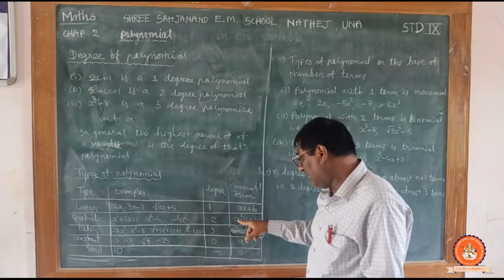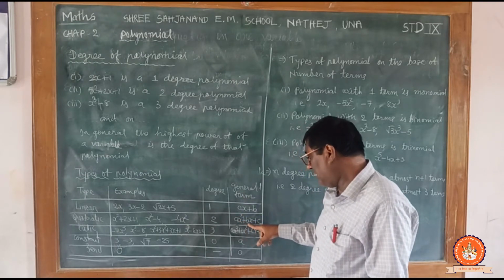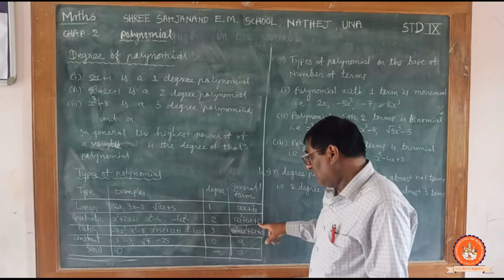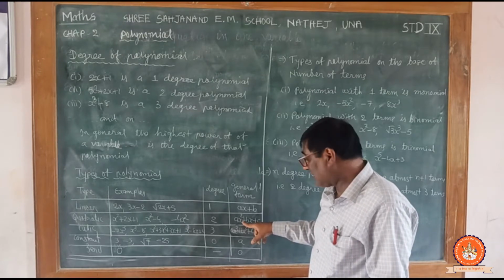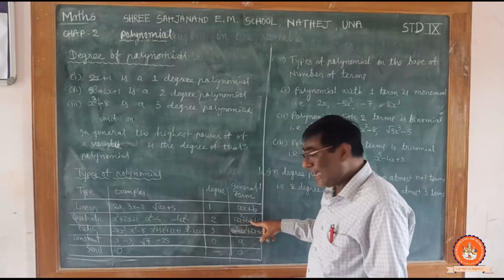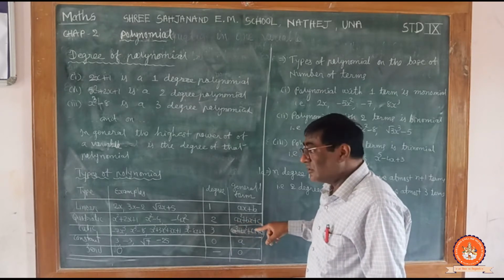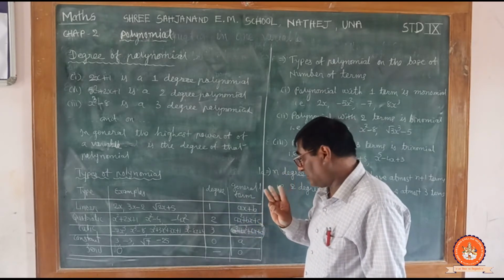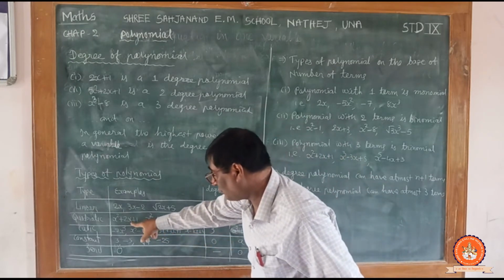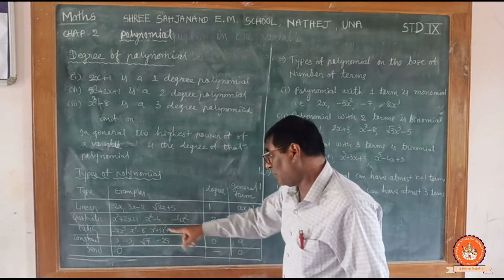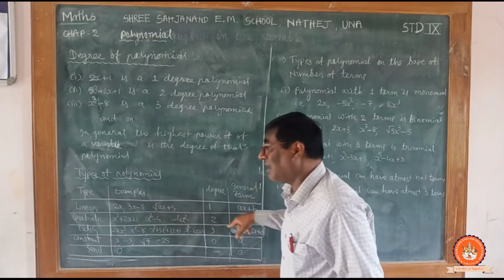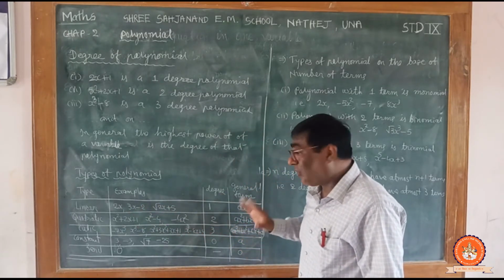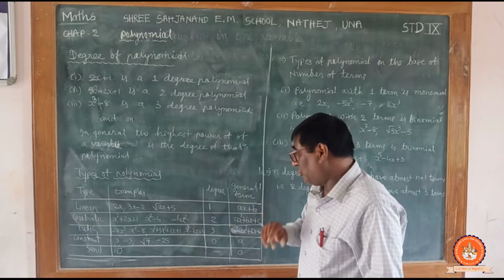The general form is ax square plus bx plus c. So one term having x square, one term with x, and one constant term. So there can be at most 3 terms. This is in the standard form, 3 terms. Here one term is missing, here 2 terms are missing, but all these are examples of quadratic polynomial.